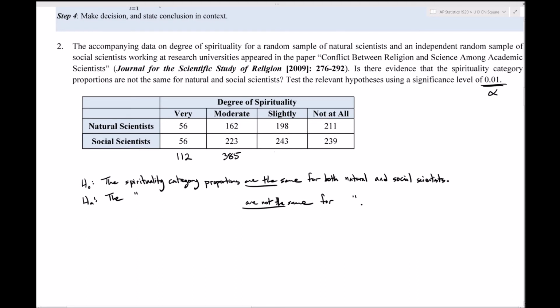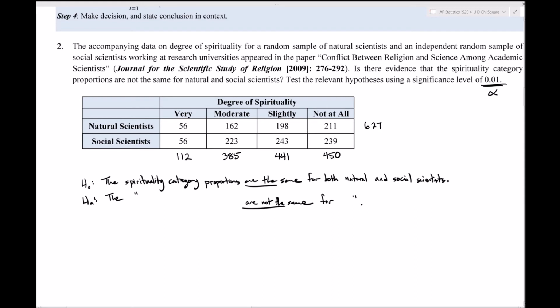Next category, combined 441 people. And then the last category, not spiritual at all, 211 plus 239, 450 total. And then what we do, how many natural scientists are there? So then I take the 56, 162, 198, and 211, add those. This gives me the total number of natural scientists.